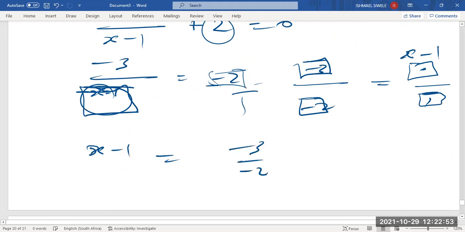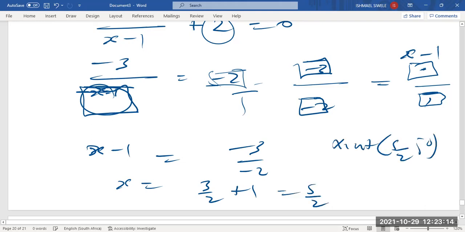And then I have x minus 1 is equal to, x is going to be -3 over -2, that is 3 over 2, plus 1. What is 3 over 2 plus 1? That is 5 over 2, right? So this is 5 over 2. So it means the x-intercept is 5 over 2 and 0, right?